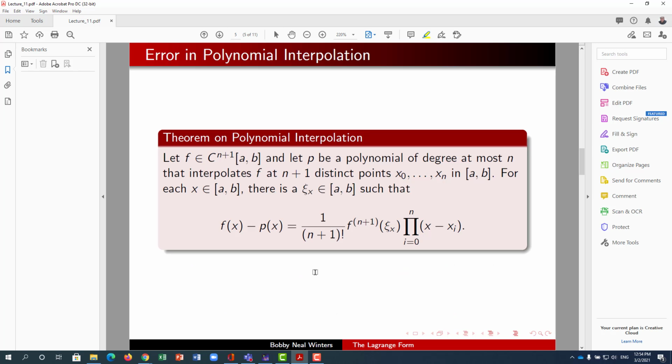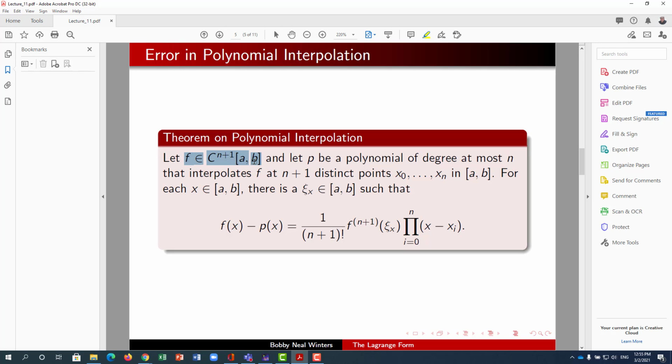Okay, so we get a polynomial. The question is how good of an approximation it is. So this theorem on polynomial approximation, you can read in black and white what it says. Let me explain to you what it means.